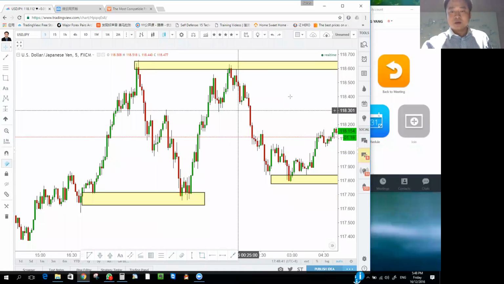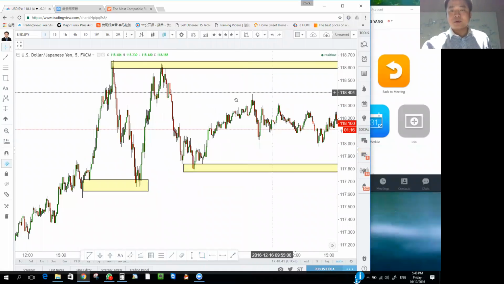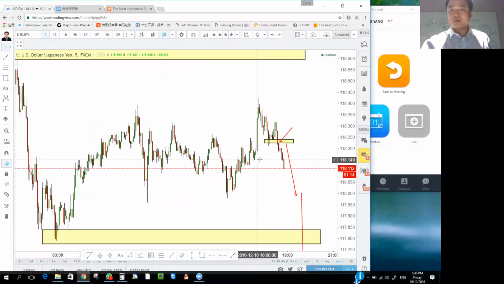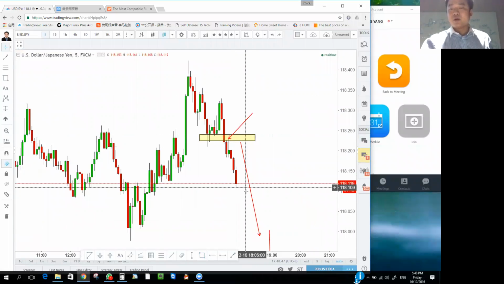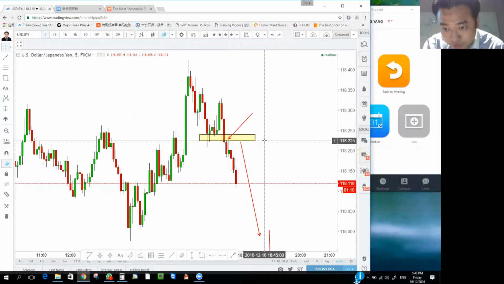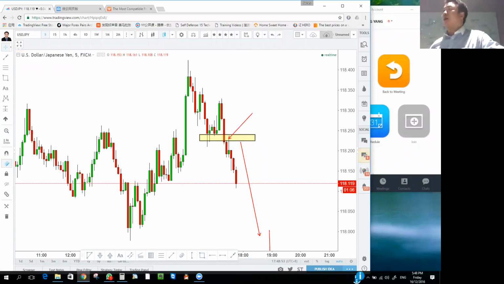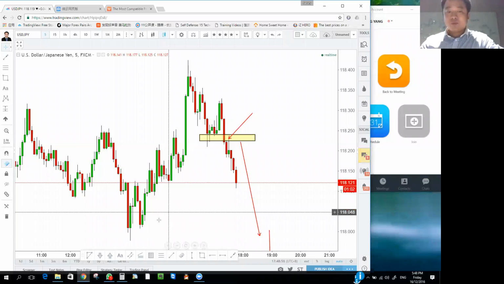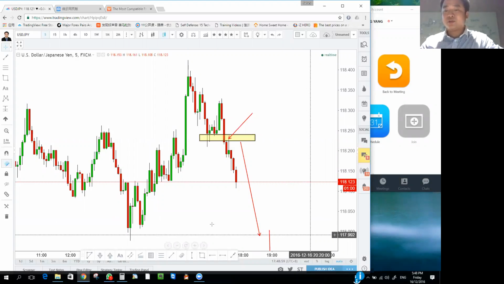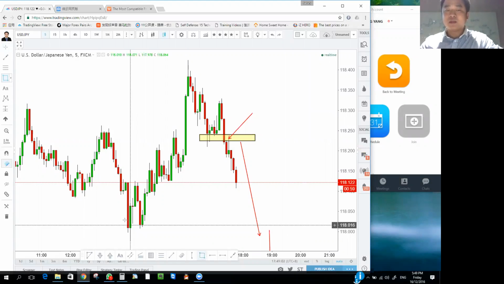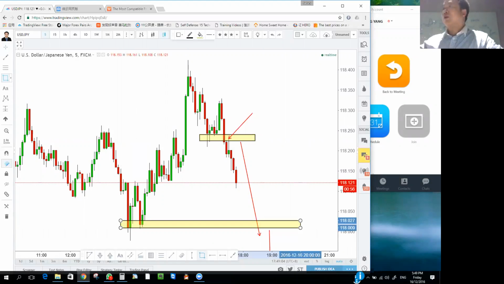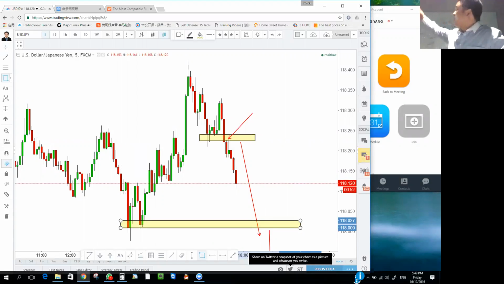So just remember. I hope that you see, just now, if you shorted, we shorted at 118.20. Now it's 12. You earn 8 pips, right? And when the price comes to 118.00, this level, you want to take profit. You can take it all, or you can just take half or take 2/3, because the trading opportunity is everywhere.